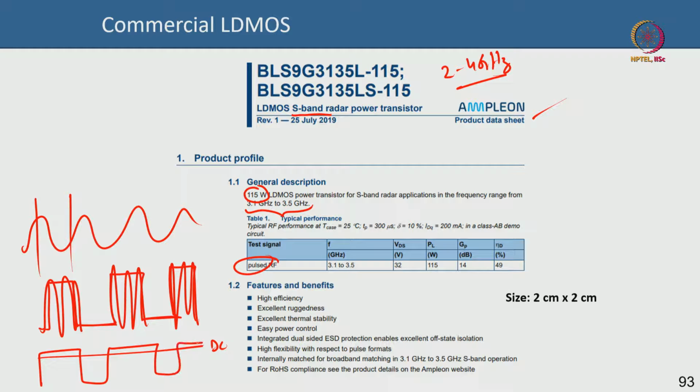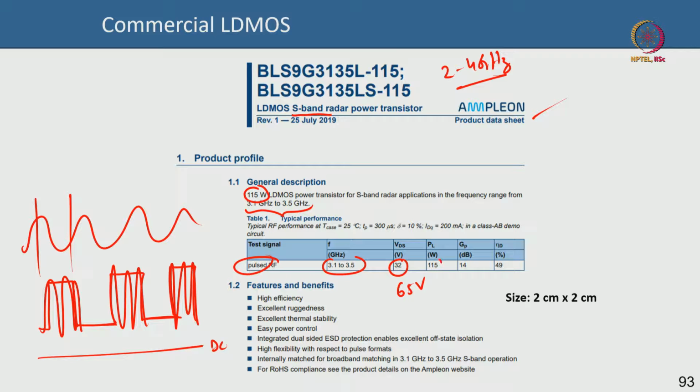You need a DC bias and RF, both of them you need, by the way. Okay, it's not only just RF that you are inputting, you also need a DC bias to bias the gate of the transistor or the drain of the transistor. This is an RF, pulsed RF at a frequency of 3.1 to 3.5 gigahertz, at a voltage of 32 volt, which means your breakdown will be around 65 volt or at least 65 volt.